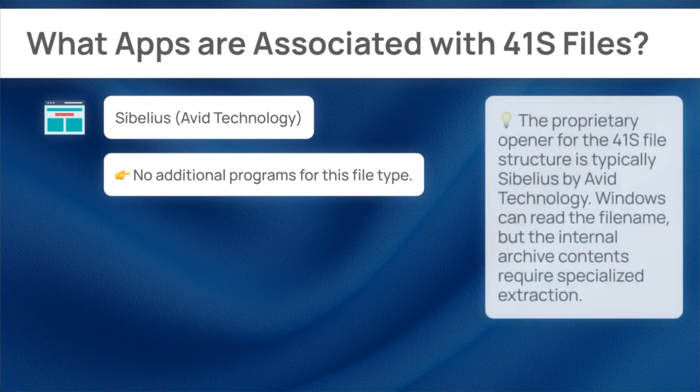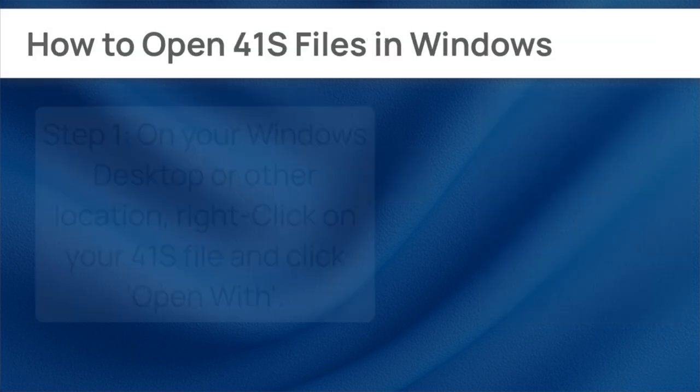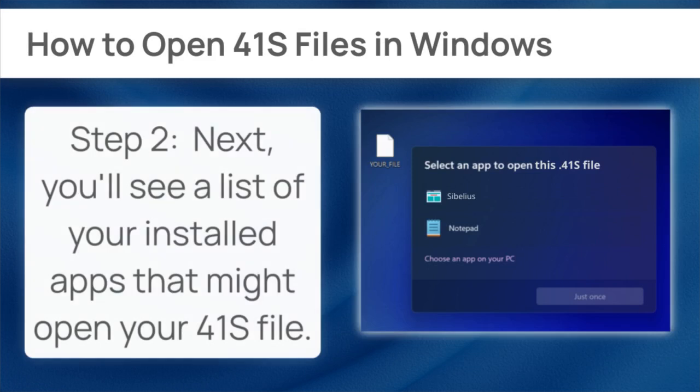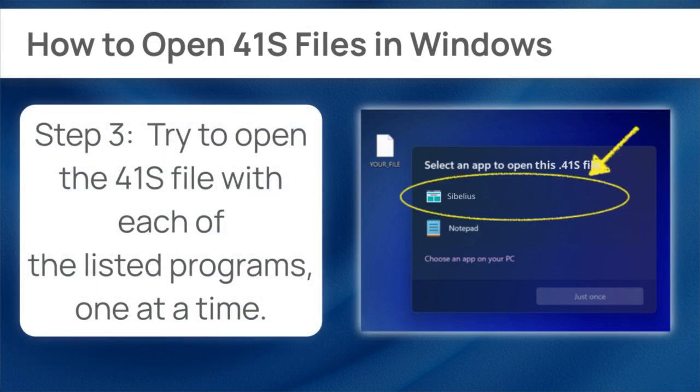Windows can read the file name, but the internal archive contents require specialized extraction. Windows has limited support for data structures, so proper viewing depends on matching tools. We must confirm application compatibility. Right-click your 4.1S file and choose Open With. Test Sibelius if installed. If it's unavailable, choose a different app. That often reveals the problem.